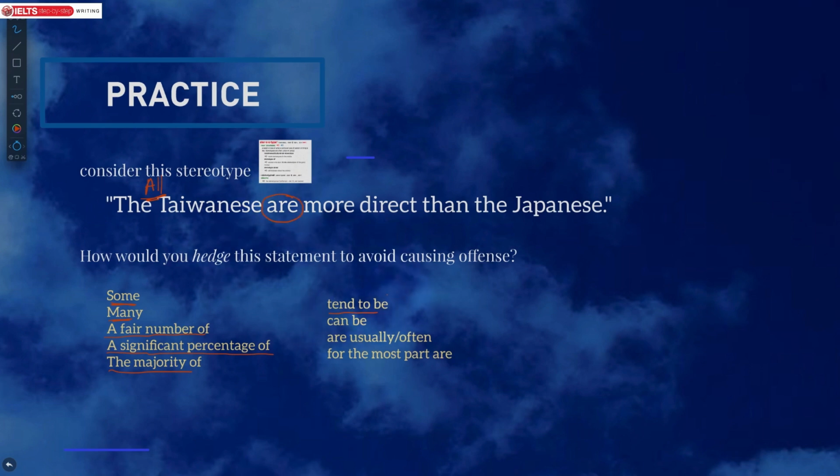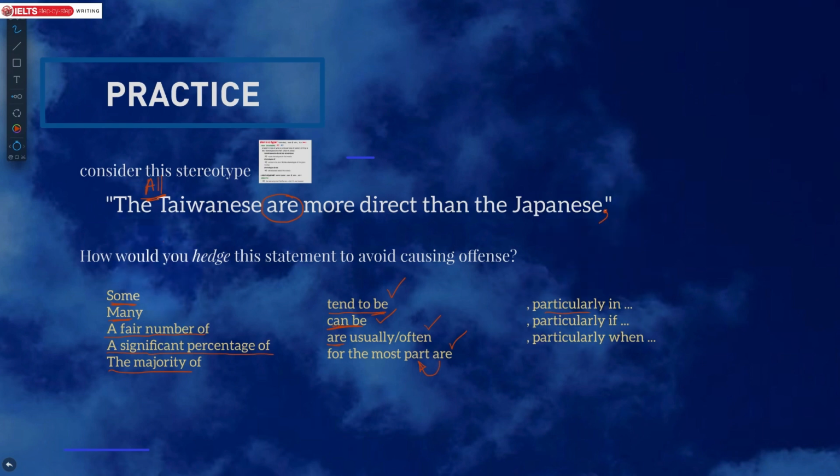Okay, and then looking at the main verb are here, again we've got the structure tend to be. That's a very common way of hedging the verb. In this case it's be, so tend to be. Can be is also very common as well. They can be more direct. And then with are usually, are often, and for the most part are, that comes before the verb are here. There are a few others that we can do, and we'll be looking at that in this section, more practice activities for hedging.